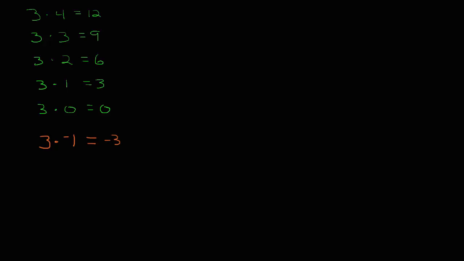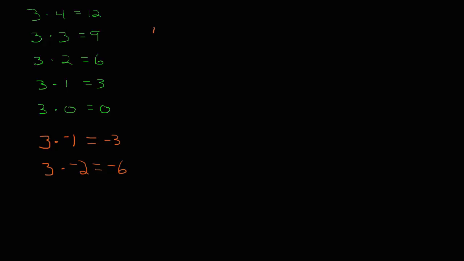negative 3. Again, in this column here, we are decreasing our numbers by 1. That pattern continues. In this column here, we are decreasing our answer by 3 each time. That pattern continues. So 3 times negative 2, again, the pattern continues, and that will be equal to negative 6. What this shows is that we have an example of a positive times a negative being a negative number. And this will hold true in general.